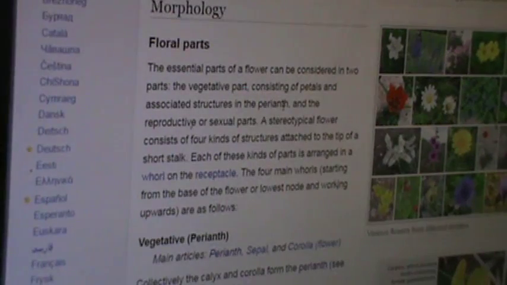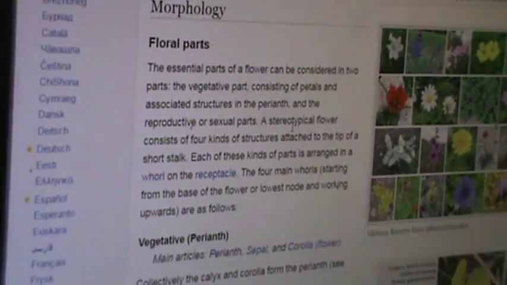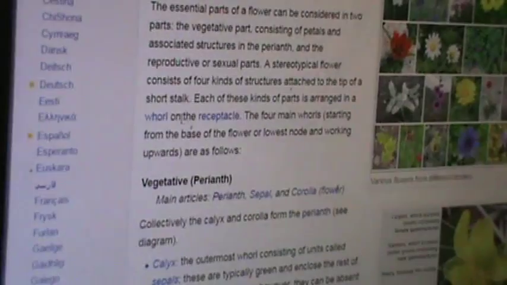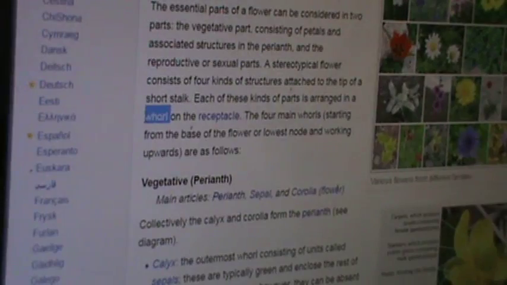The vegetative part consisting of... on the receptacle. So key words here that are +1: whorl, father. Receptacle, father. The 4 main whorls, starting from the base of the flower to lowest node and working upwards, are as follows.